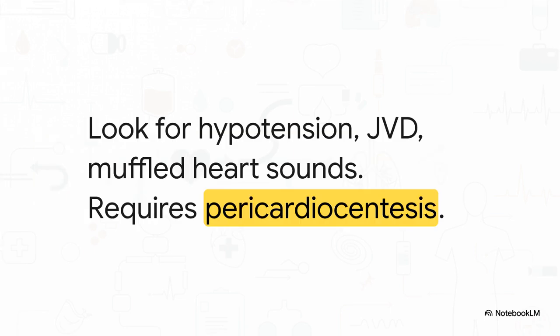Let's talk triggers. The definitive triggers for immediate pericardiocentesis in an unstable patient are hypotension, jugular venous distension, muffled heart sounds, and pulsus paradoxus. Furthermore, a bedside ultrasound will show diastolic chamber collapse.